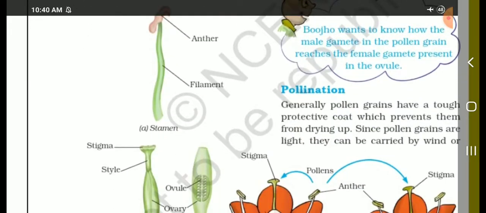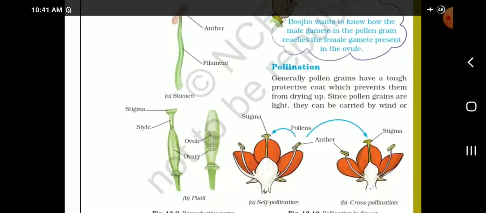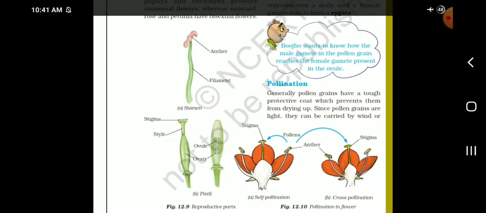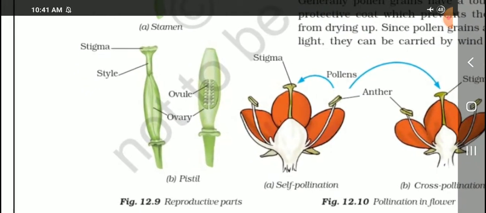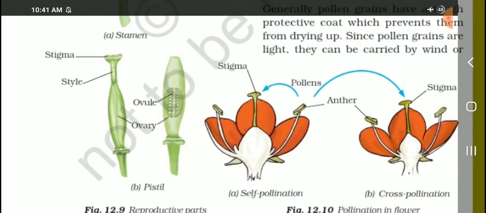Next, pollination. The pollen grains have a protective coat which prevents them from drying up. Since the pollen grains are light, they can be carried by wind. Okay, listen. Self-pollination, cross-pollination. Self-pollination: stigma, pollen, this one is the anther. Then cross-pollination, stigma.